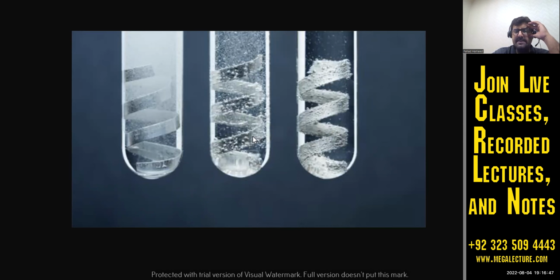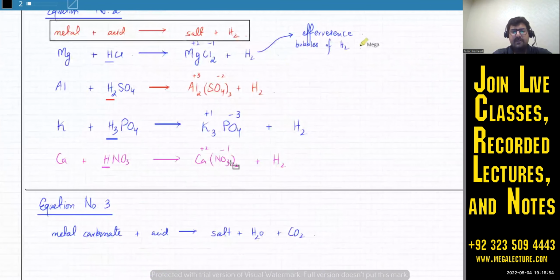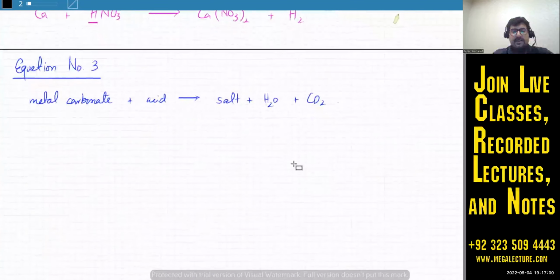So all metal plus acid reactions kind of look like this. Okay, so all of them, potassium, if you add water or phosphoric acid, you're going to get bubbles of H2 gas. I said, moving on to carbonates now.